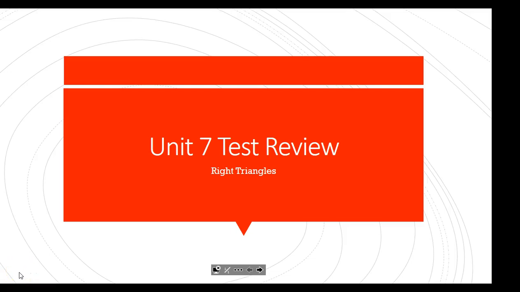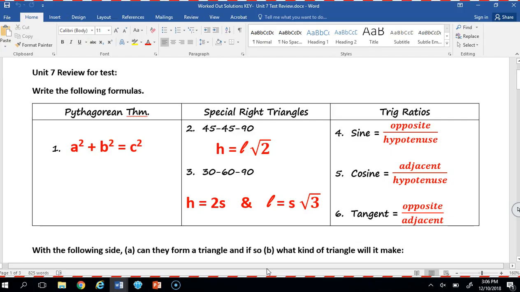So this is a video of me going over the Unit 7 test review on right triangles. The first thing, obviously, is the formulas. Pythagorean's theorem is in the upper right hand corner of your formula sheet, and the trig ratios are in the upper right hand corner of your formula sheet.